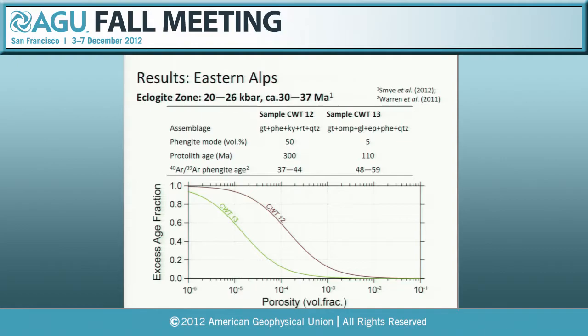And you can see that this is using a partition coefficient of 10 to the minus 4. And you can see that the observed age ranges in the mafic eclogite are only reproduced when we have porosity fractions of 10 to the minus 5 volume fraction. And in the pelite, 10 to the minus 3.